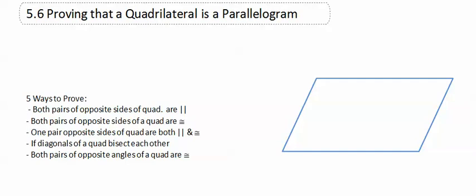And finally, the last way that we will prove that quadrilaterals are parallelograms is if both pairs of opposite angles of a quadrilateral are congruent. So, in this case, if I can prove that this angle is congruent to that angle, and this angle congruent to this angle, then indeed the figure is a parallelogram.